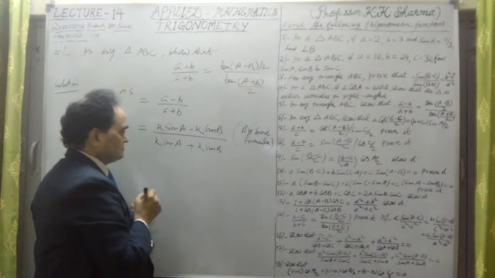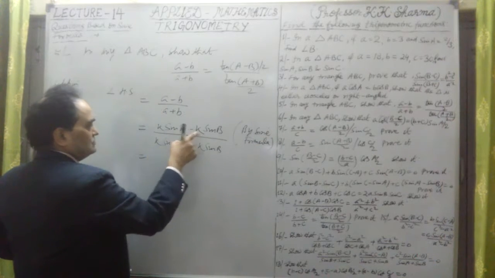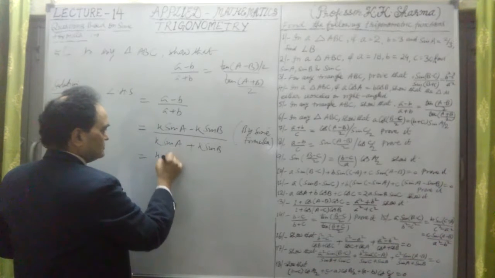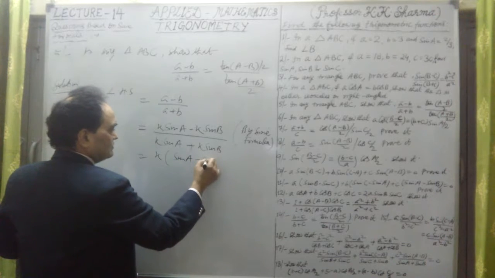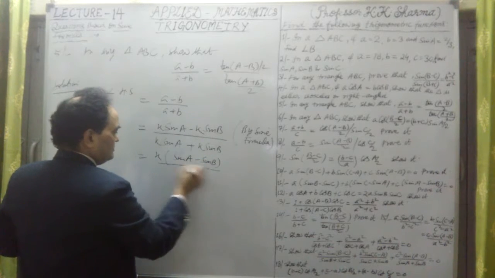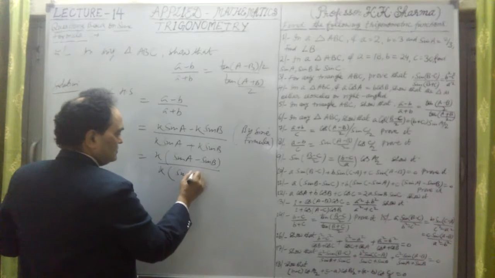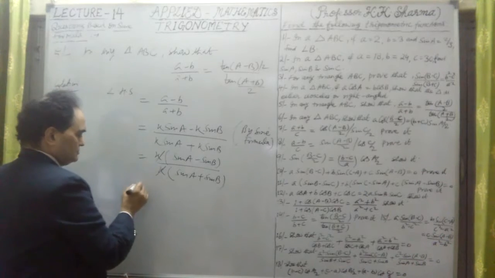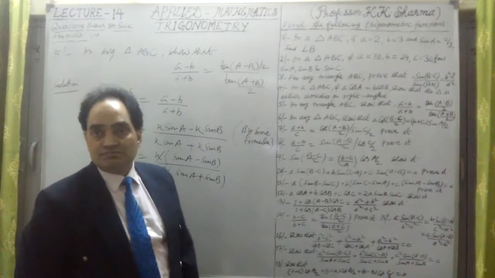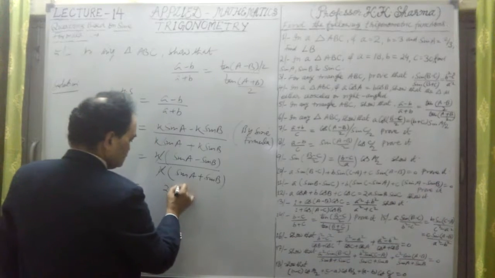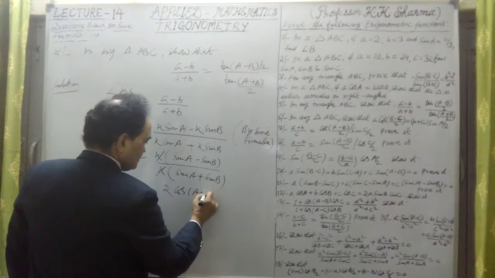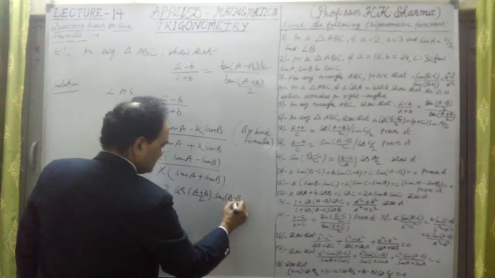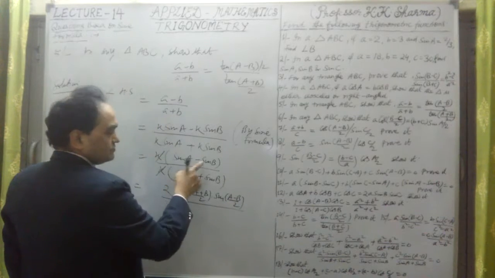This I have already described in the beginning. K can cancel out. If I take k common from the numerator and in the denominator, then k cancels out. Let me write k common (sin A minus sin B) divided by k common (sin A plus sin B). K cancels out. What is sin A minus sin B? Sin A minus sin B is 2 cos((A plus B)/2) into sin((A minus B)/2).